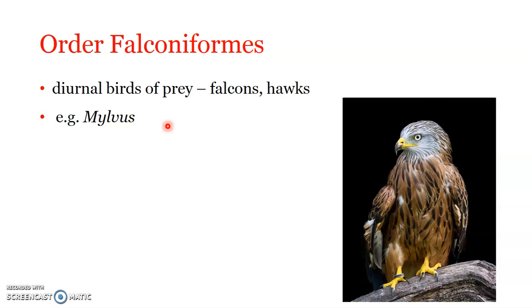Then you have the Falconiformes. Falconiformes, as the name indicates, includes falcons, and the beak is short and curved at the tip. It is predatory in nature, so it is curved at the tip, and the mandibles are sharp edged.